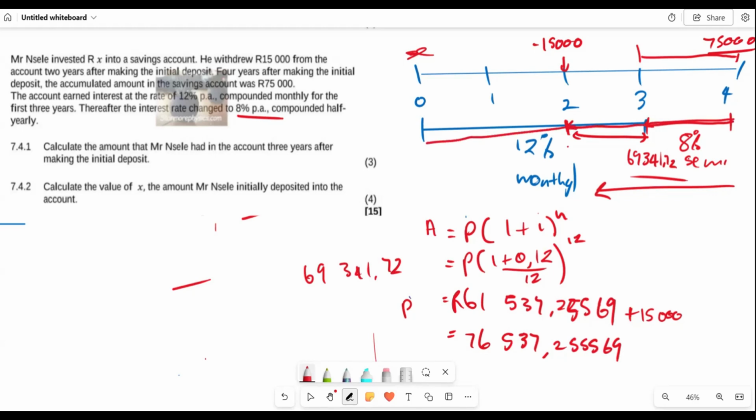Then we are moving from here, now we are looking for the X here. Let's just make up our space here. Now we are looking for the first 2 years. We are done with the last 2 years. So we are going to come back and say, now this is the principal amount, right? So this is A = P(1 + i)^n, to the power of n. Now, what is going to be the A? The accumulated amount, remember, we know that's 76,537.255.